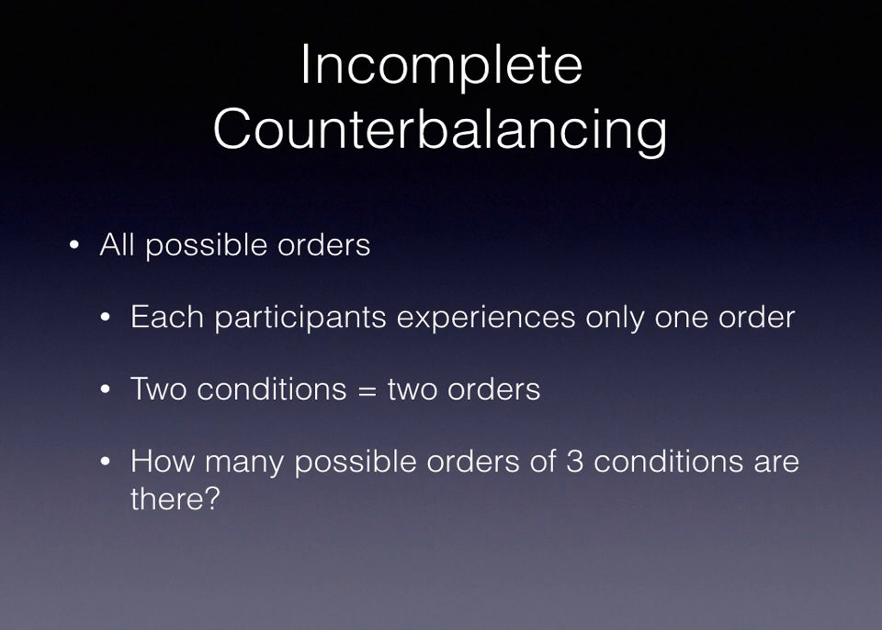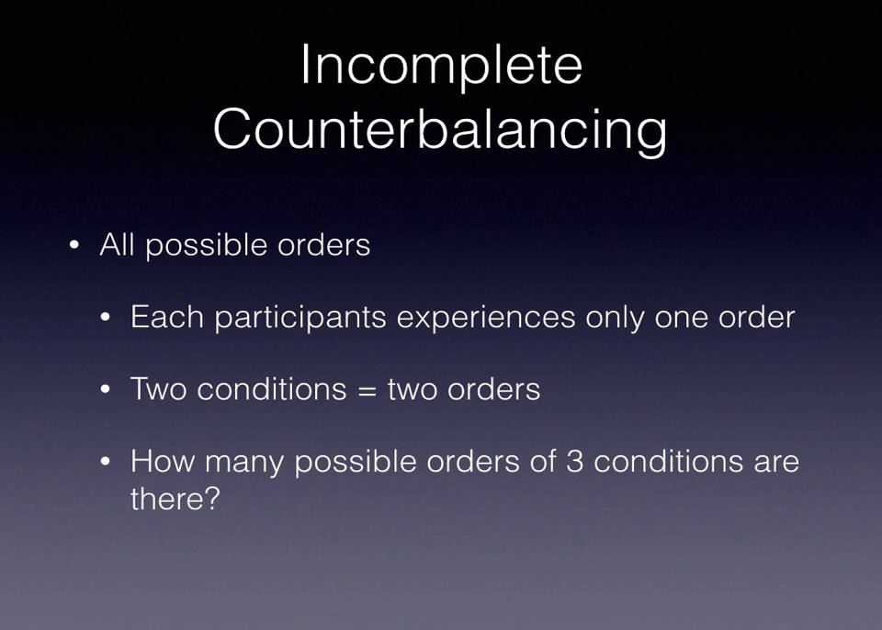This is pretty easy when there's two conditions because there's only two orders, right? First A and then B. And then the other one is B and then A, so there's only two orders. For incomplete counterbalancing, different people would get A and then B, and then another group of different people would get first B and then A. It's not ABBA counterbalancing because that means everybody goes through both of those orders. For all possible orders, you'd have two different groups of people. One gets one order, the other gets the other order.